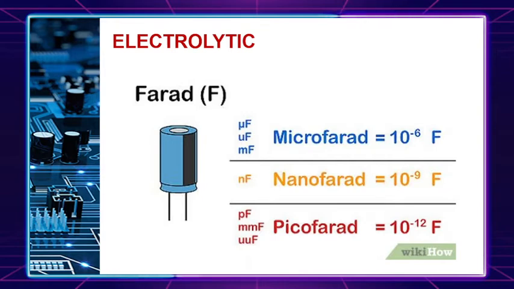For microfarad, we have 10 raised to negative 6 farad. We also have the nanofarad, or nF, which is equivalent to 10 raised to negative 9 farad, and the pico, which is equivalent to 10 raised to negative 12 farad. So these are the different values for electrolytic and even other types of capacitors.